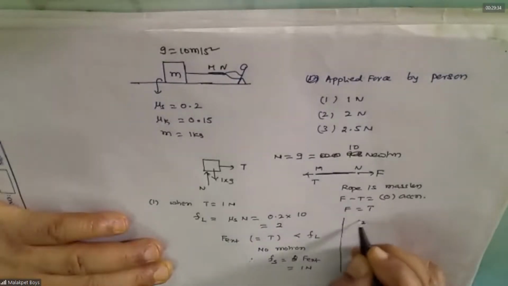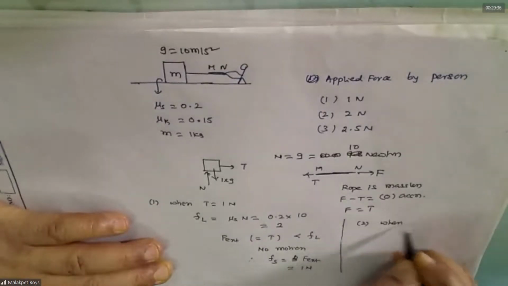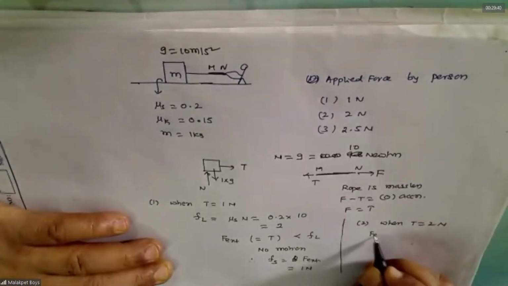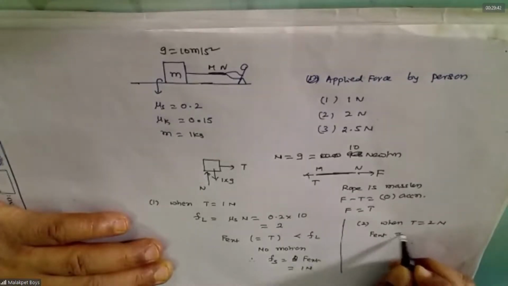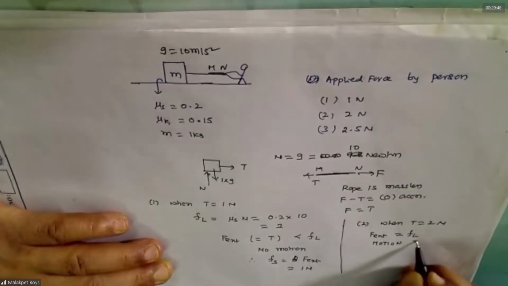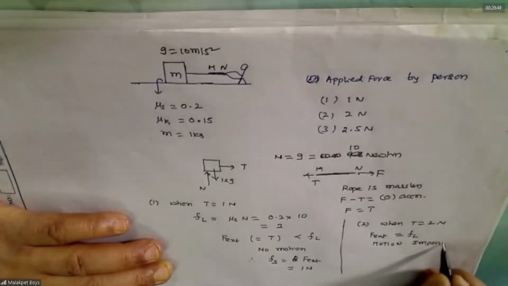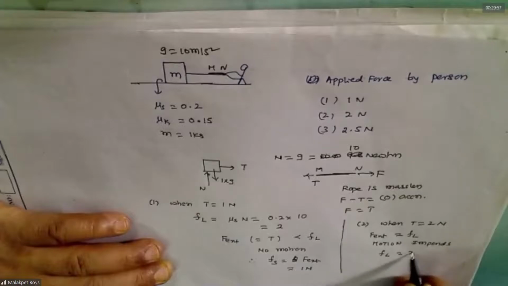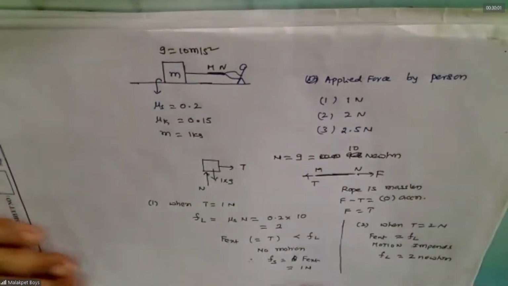Yes, sir. Second case, when T equals 2 Newtons, what will happen? External force is equal to limiting friction. Then what will happen? Motion is impending. So you have F_L, how much? 2 Newton. Follow this?